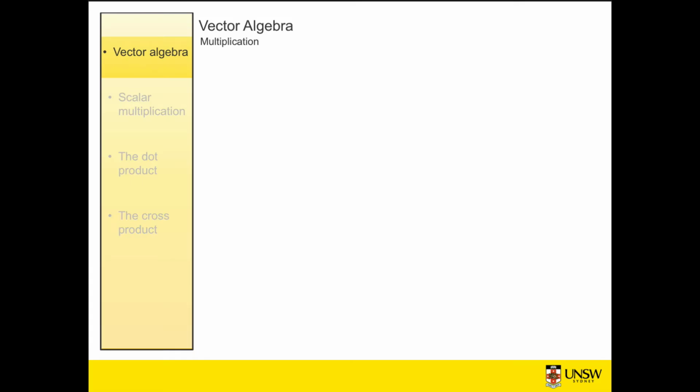Welcome to the work and energy topic. In this topic, we'll start working with vector multiplication. So, welcome to vector algebra part 2. There are 3 types of vector multiplication.